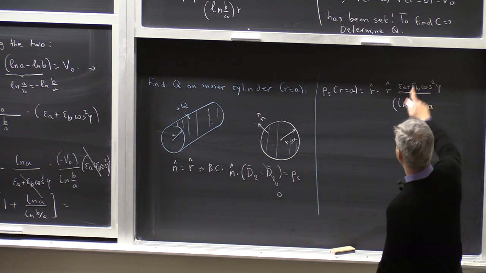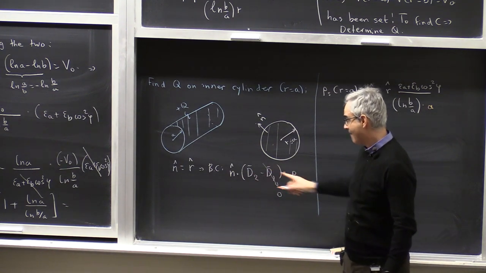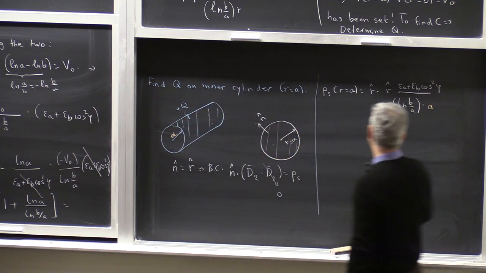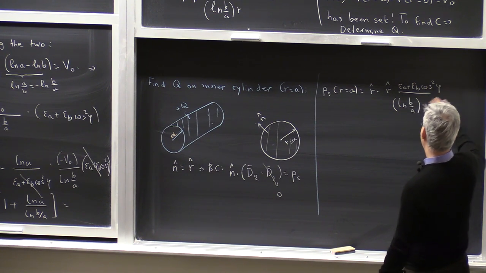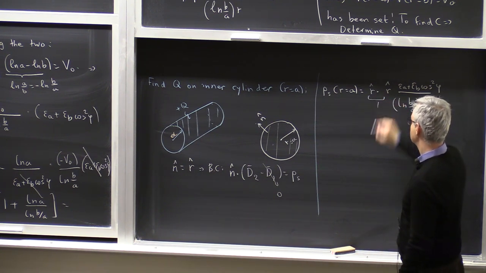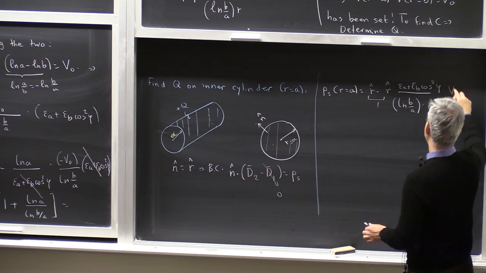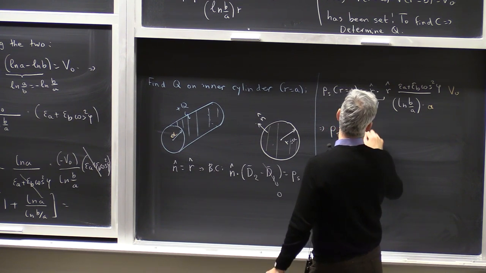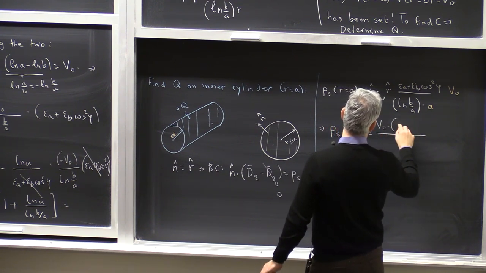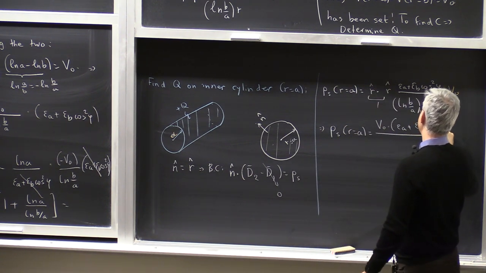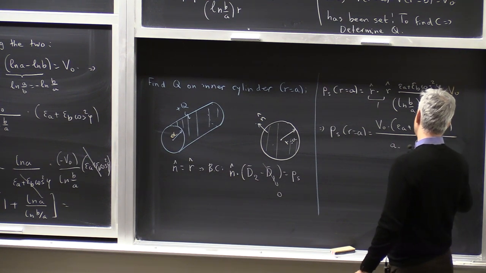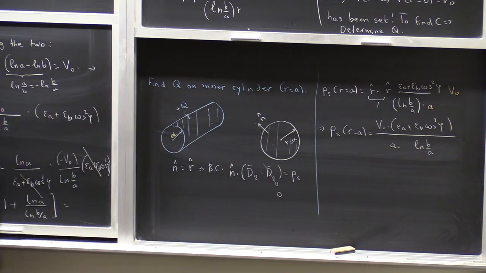A boundary condition means that I have to take this field and evaluate it at the boundary, which is r equals a. It is the cylinder. So this is all I have. r hat dot r hat is equal to 1. I have the V naught there as well. So I find the surface charge density at the cylinder, which is V naught times epsilon A plus epsilon B cosine squared phi, divided by a times logarithm of b over a. So this is a phi-dependent surface charge density.